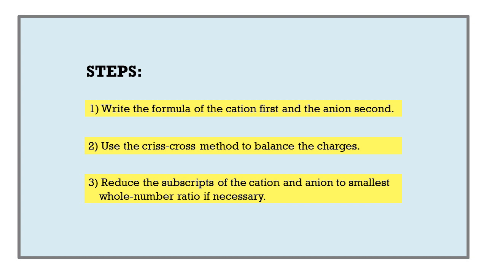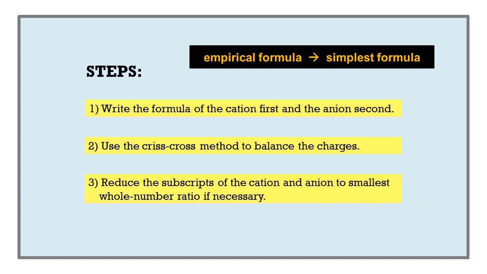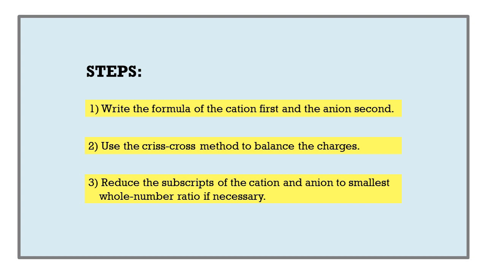Step number 3. Reduce the subscripts of the cation and anion to the smallest whole number ratio if necessary. Bakit kailangan nating i-reduce ang subscripts to smallest whole number ratio? It is because the formula of an ionic compound is always an empirical formula. Pag sinabing empirical, ito yung simplest formula. To better understand these steps, let's have some examples.